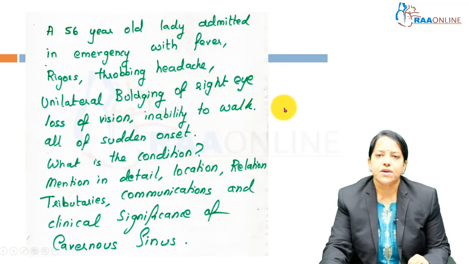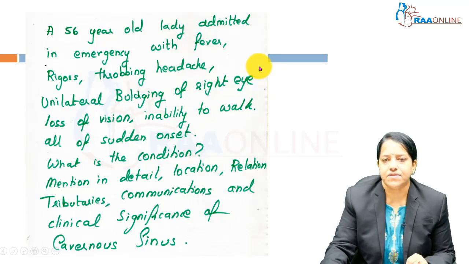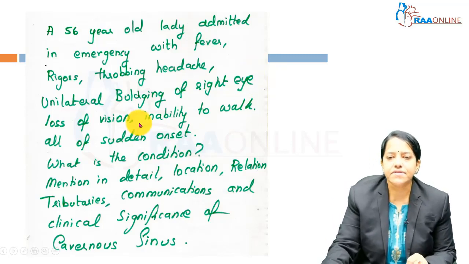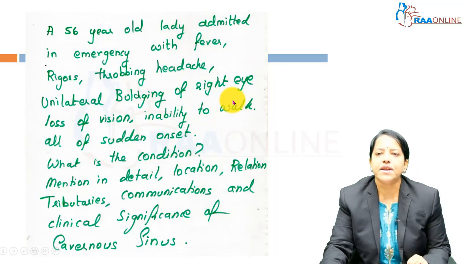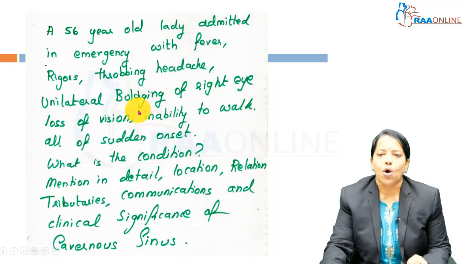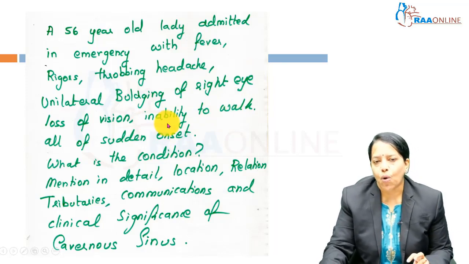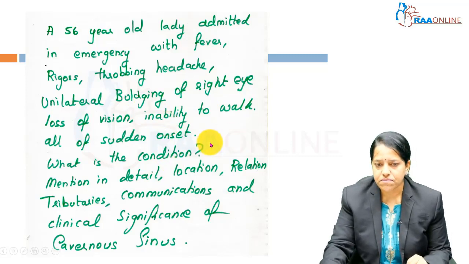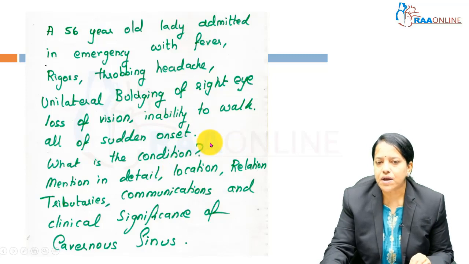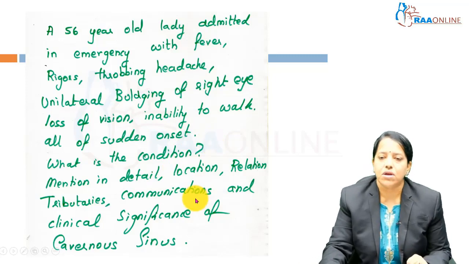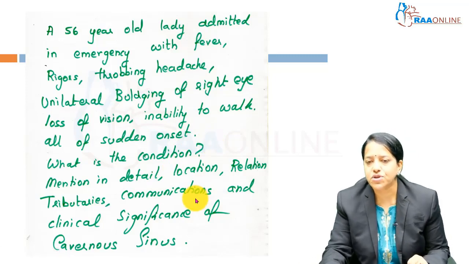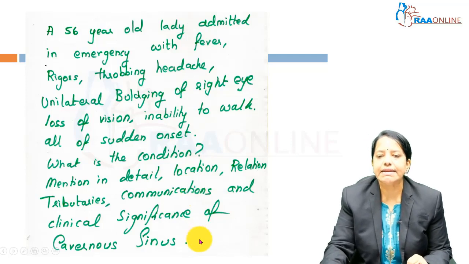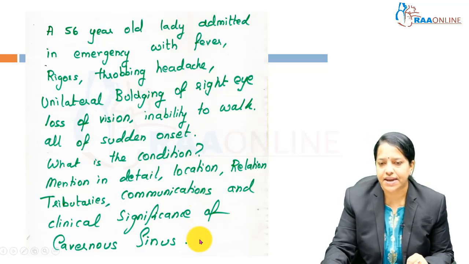A 56-year-old lady admitted in the emergency with fever, rigors, throbbing headache, unilateral bulging of right eye, and loss of vision and inability to walk, all of a sudden onset. What is the condition? Was asked in the question. Mention in detail the location, relation, tributaries, communication and clinical significance of cavernous sinus.